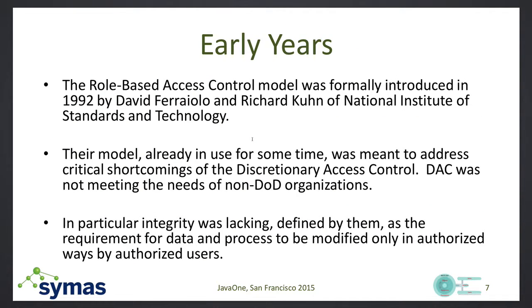In order to understand where we are, it's important to understand how we got here. A review of the history of role-based access control will show you that the model has been in use for decades. And it wasn't until the early 90s, with a team from the National Institute of Standards and Technology led by David Ferraiolo and Richard Kuhn, that the march towards standardization began. And the model, already in use for some time, was meant to fix problems with the discretionary access control standard, which was the prevalent model in use back then.